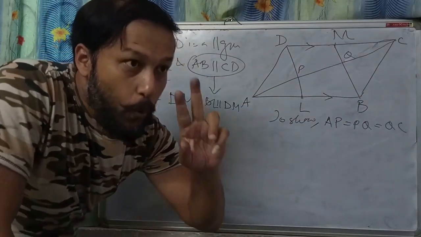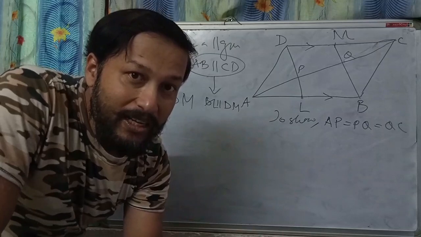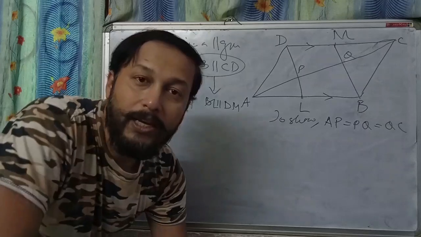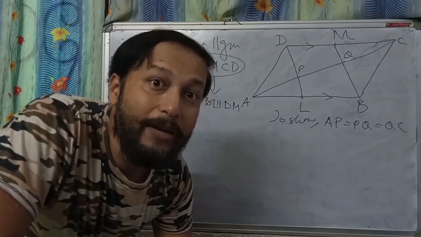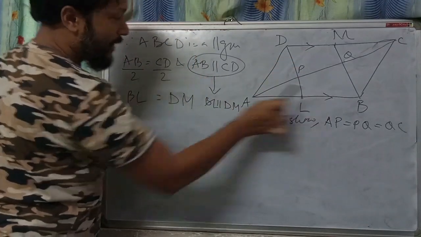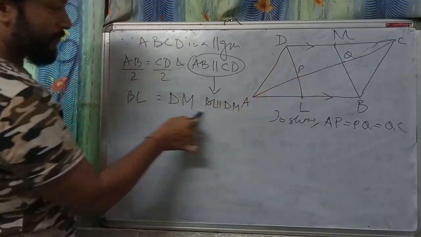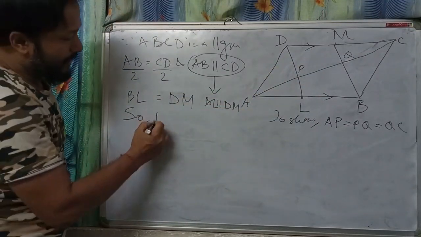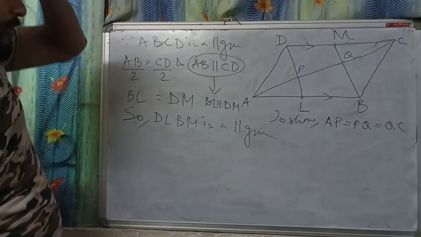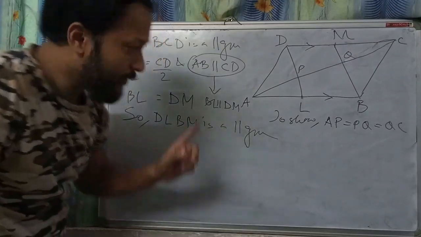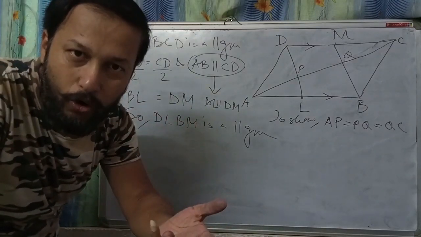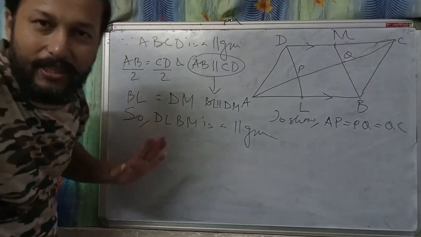Now, we know that when opposite sides are equal and parallel, that figure is a parallelogram. Don't forget this condition of a parallelogram. Here opposite sides are equal and parallel, so DLBM is a parallelogram. Understood? Any doubt? If you are not able to understand this, just rewatch this video. Then you can easily understand. Simple sum.